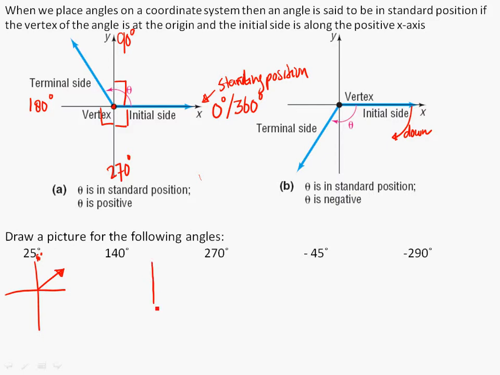So how does 140 degrees look? Well, you're going to be in the second quadrant. So this is 90, that's 180. You're a little bit closer to 180 than 90. So I'll take things that look like this.